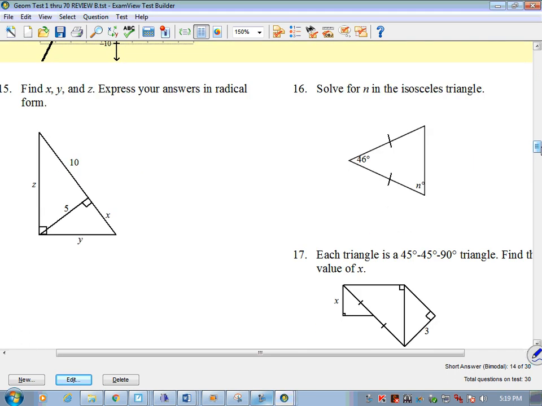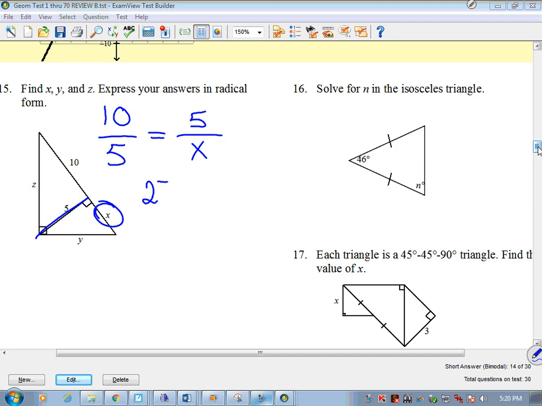Okay, let's go down to 15. 15 is using geometric mean, find x, y, and z, express your answer in radical form. And some of these are easier to find than others. Let's start off by finding x. In this case, 5 represents a geometric mean because it's the altitude, so we put 5 here and here, and it's the altitude of the segments of the hypotenuse. So the segments of the hypotenuse are 10 and x.